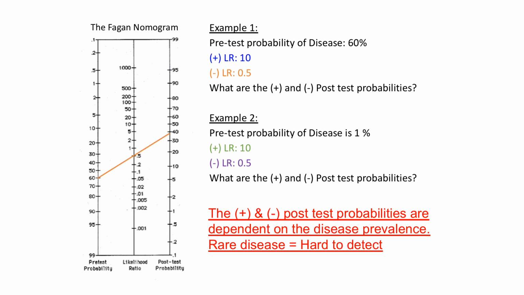Let's use the nomogram to give us more information about the interpretation of a negative test result using the negative likelihood ratio. Say, for example, the pretest probability of disease is 60%. We draw a straight line through the negative likelihood ratio of 0.5, and we end up on the post-test probability line at about 40. 40 represents the negative post-test probability. This means that there's a 40% chance that the person testing negative for the disease has the disease.